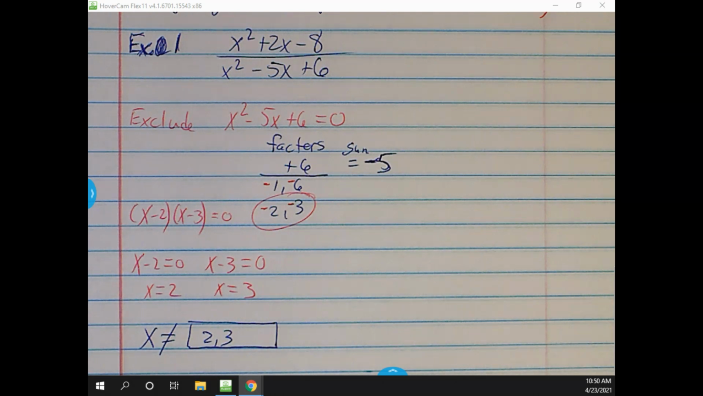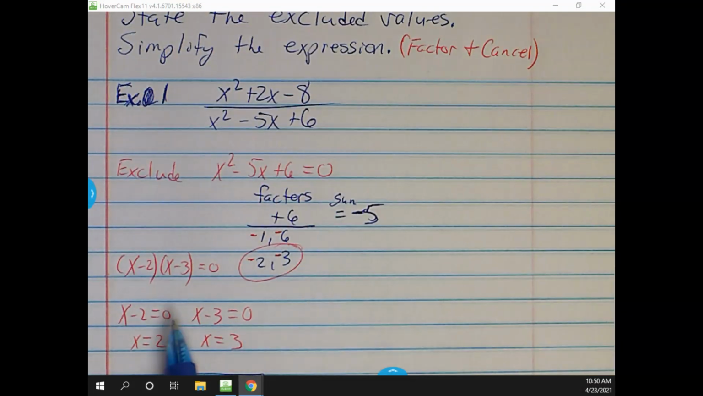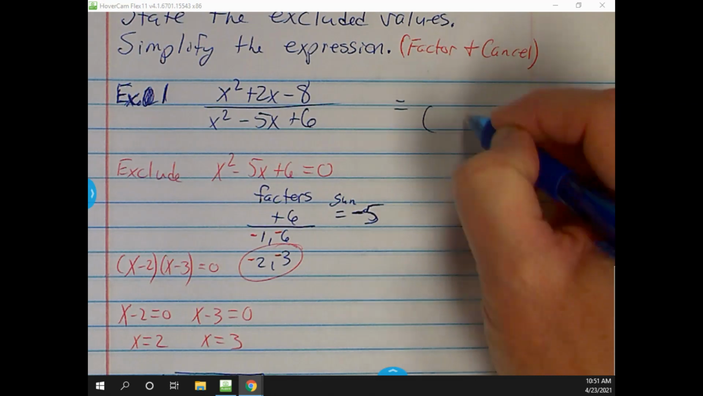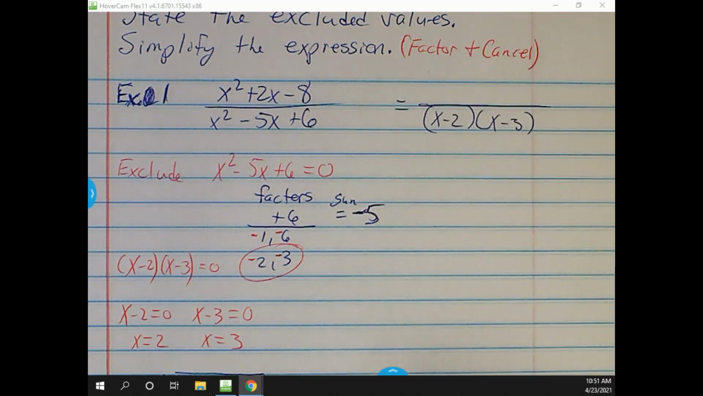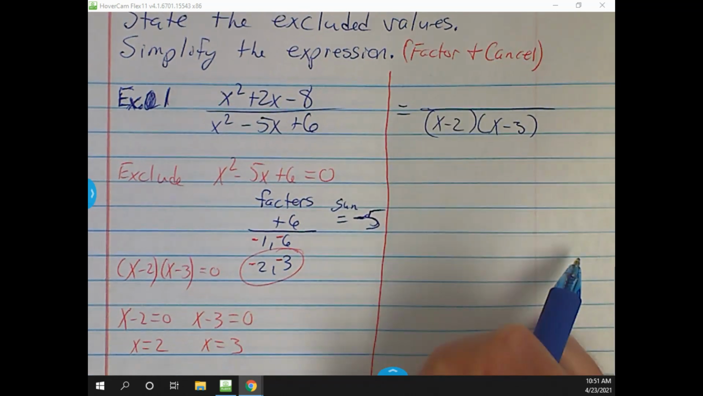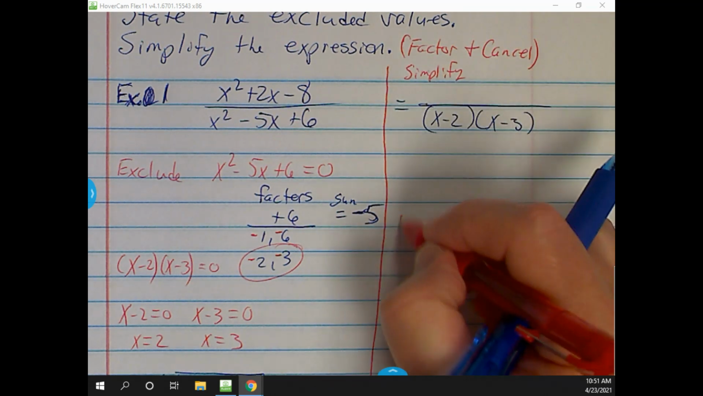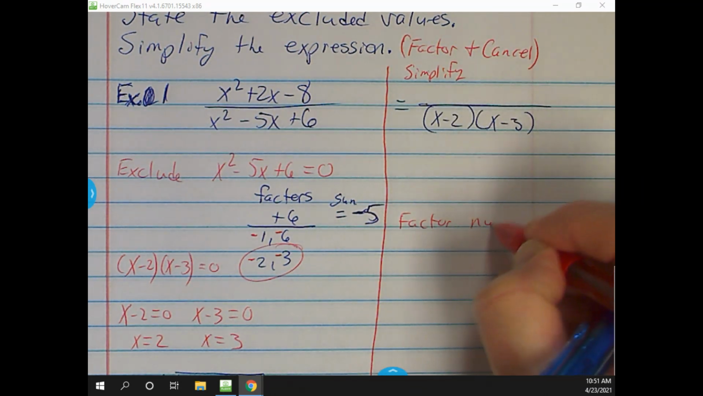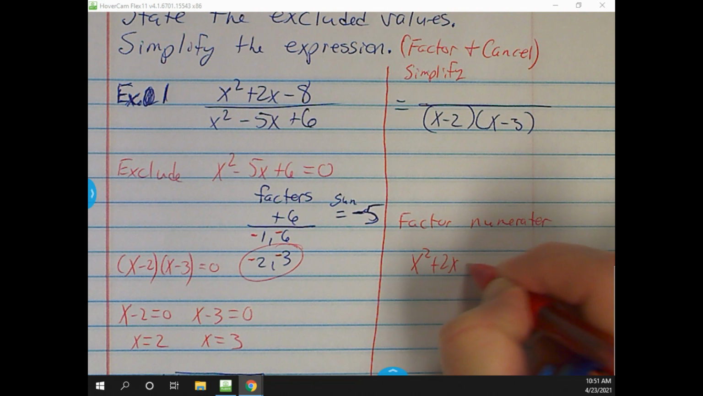Okay, so there's the excluded values, which again is just taking the denominator equal to 0 and then working that one out. The good news is that when you do the simplifying part, it says to factor and cancel, and you've already factored the denominator, because that's x minus 2 and x minus 3. So all we've got to do over here, where we're doing the simplifying part, is factor the numerator. So we're going to factor x squared plus 2x minus 8.